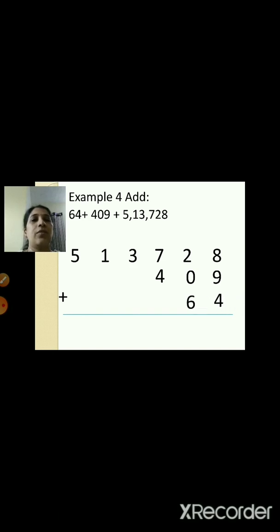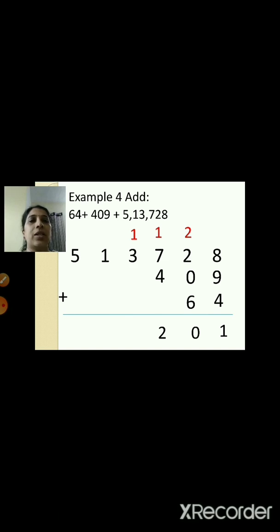So now we'll add them from your right hand side. So 8 plus 9 is 17, 17 plus 4 is 21. So 1 will come in your units place and 2 will come in the tens place. So 2 plus 2 is 4 and 4 plus 6 is 10. So 0 will come in your tens place and 1 will come in the hundreds place. So 7 plus 1 is 8 and 8 plus 4 is 12. So 2 will come in the hundreds place and 1 will be carried over in the thousands place.